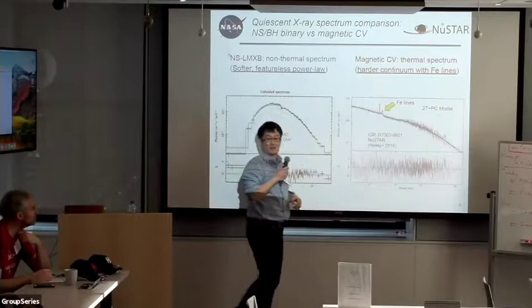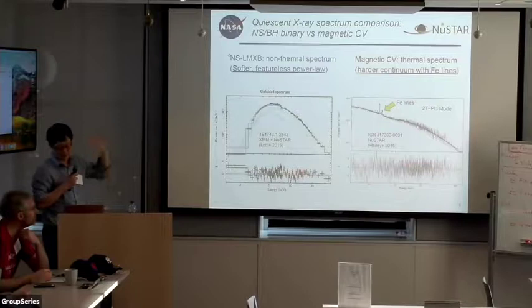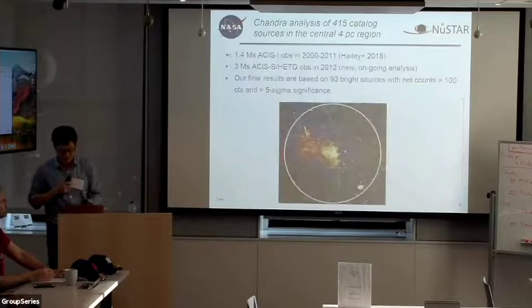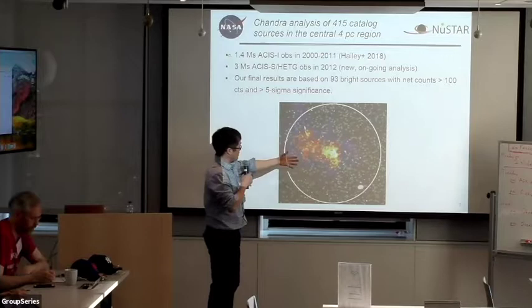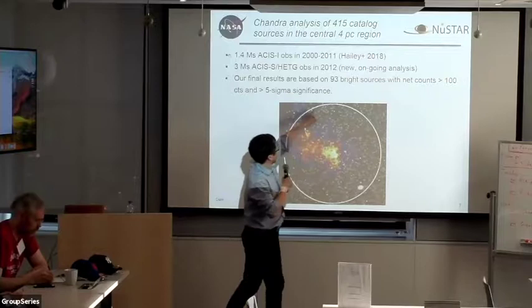So this is one of the pieces of information we are going to use to say, hey, that's an LMXB, a black hole or neutron star, or a magnetic CV. Then we started this work almost 3 years ago, looking at the galactic center. This is a zoomed-in image of the Chandra sources. Again, Sagittarius is somewhere in the middle. I think this is a 4 parsec radius.